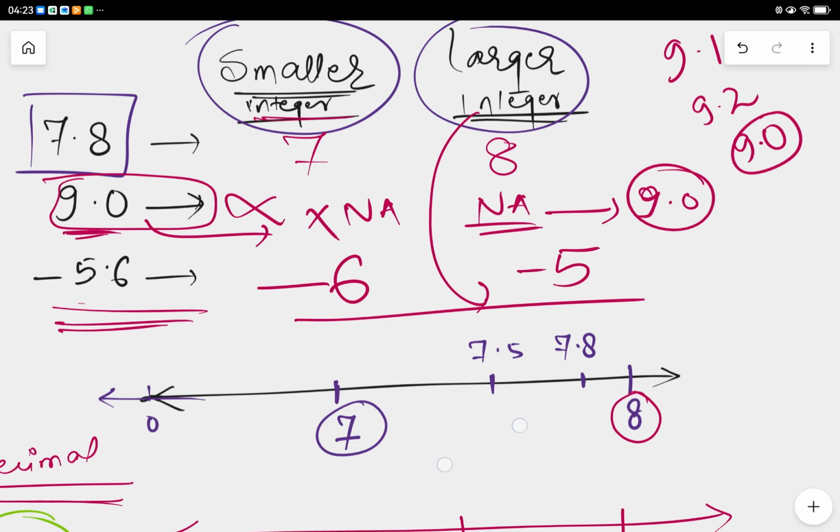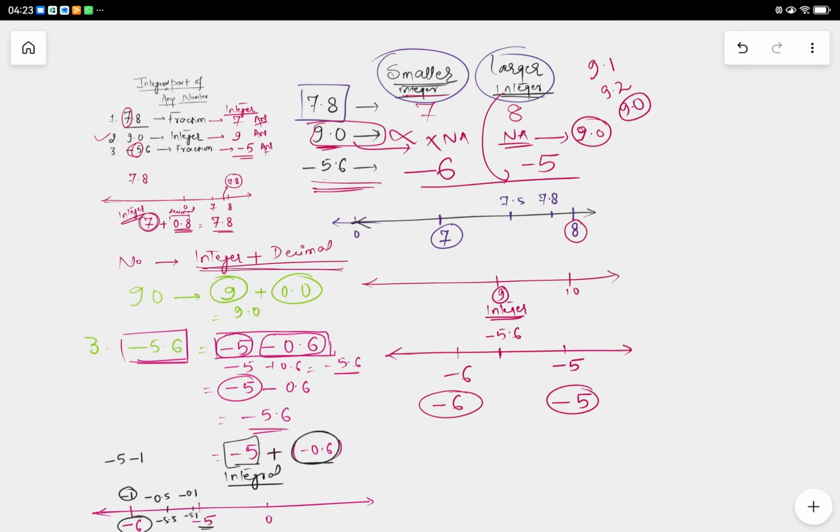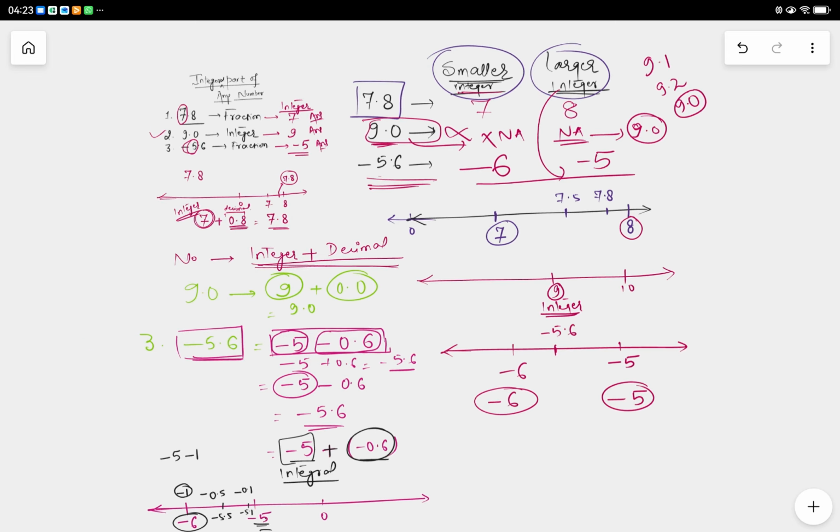These are some of the most basic things about the integral part of any number, and with the three examples I have shown you how to calculate the integral part of any number.